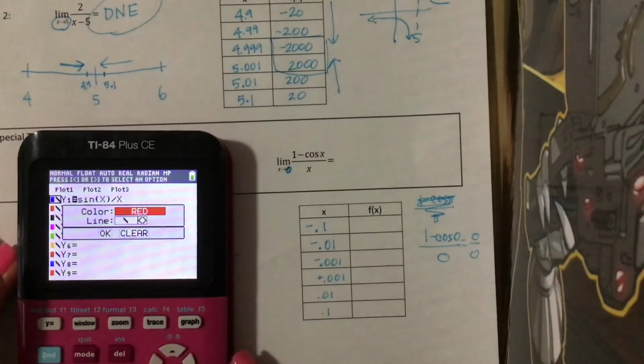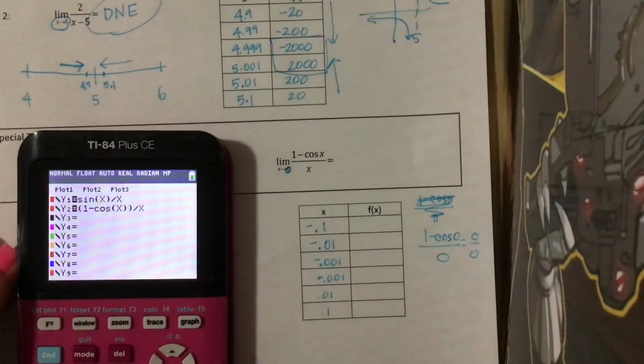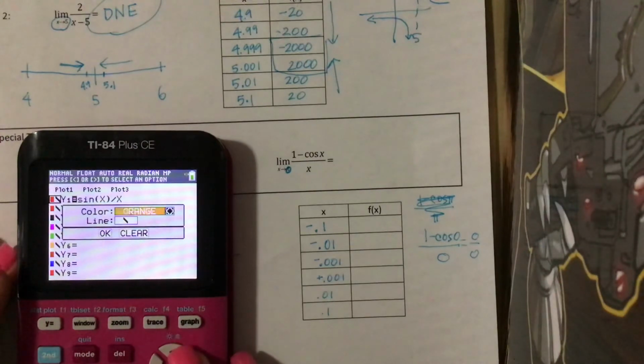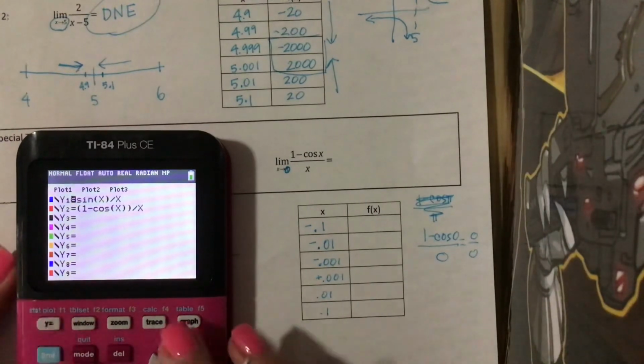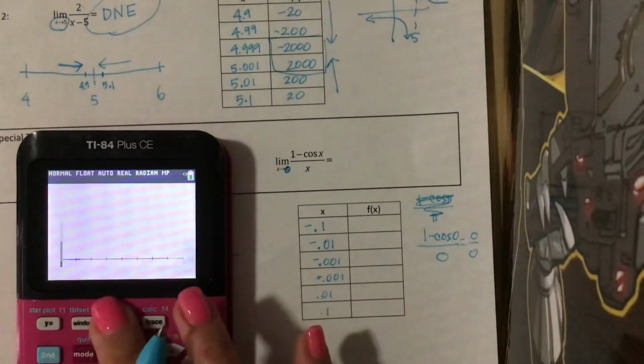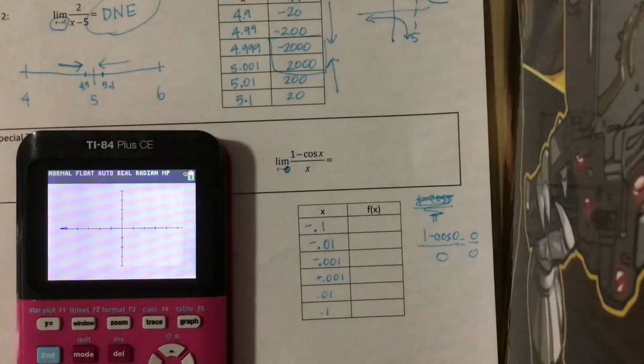Hold on. Oh boy. Okay, where are you, blue? Okay. So what I was trying to do is only turn on the sine x over x graph. If I zoom in, this is what it looks like.